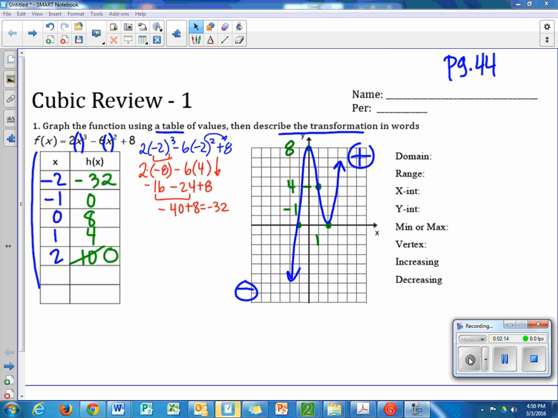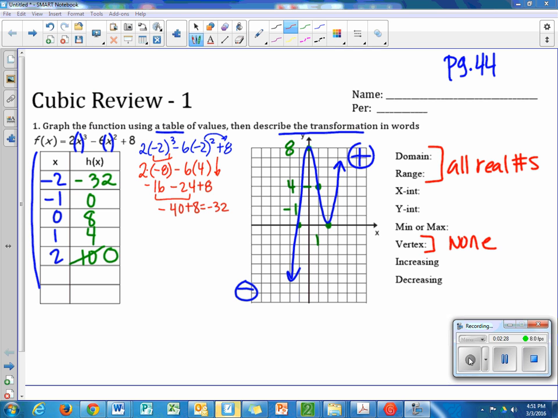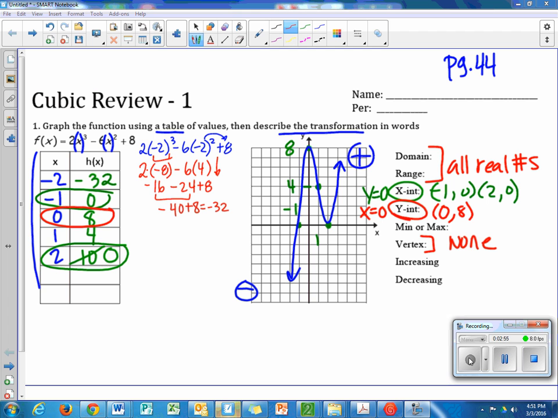Now let's discuss the domain and range. Domain and range is always all real numbers for cubic functions. And we discussed that in class already. Vertex is always none. As for the x-intercept, that means y is going to be 0. Go back to the table. Y is 0 right here and right here as well. So just write that exactly as stated. And then as for the y-intercept, x is going to be 0. So go back to the table. Here x is 0 and y is 8. So 0 and 8. You're done with those.